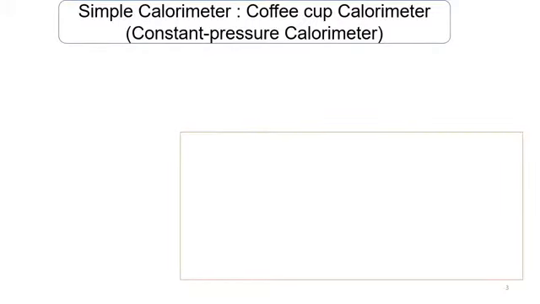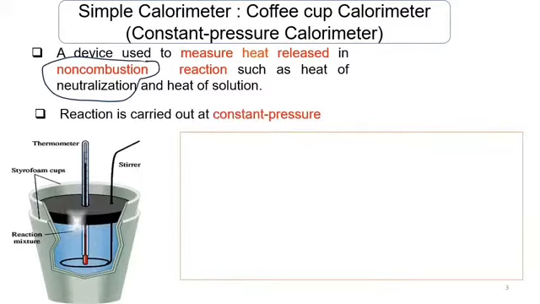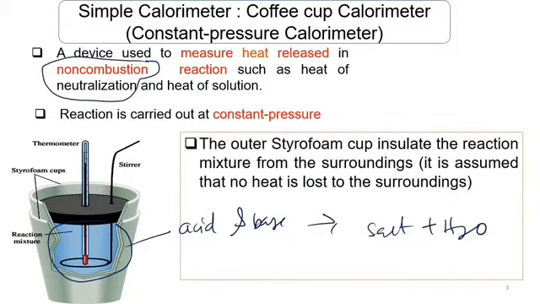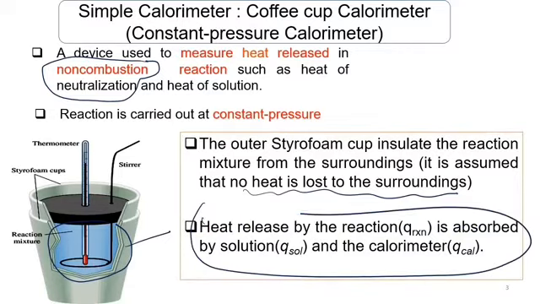So tengok, simple calorimeter dia same as the bomb calorimeter cuma dia for non-combustion which is for the neutralization in our syllabus. So masih lagi melibatkan reaction in the mixture dalam bekas ni between the acid and base produce salt and water. Okay. So dia punya produk adalah garam dan air. The outer styrofoam, okay, which is we assume no heat loss to the surrounding, which is the heat release from the reaction is equal to the heat absorbed by the solution and the calorimeter. Ni sama macam kita punya bomb calorimeter.